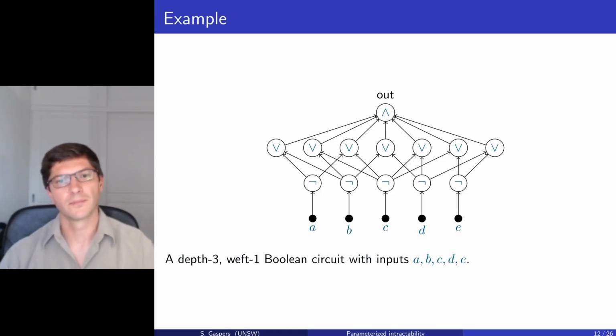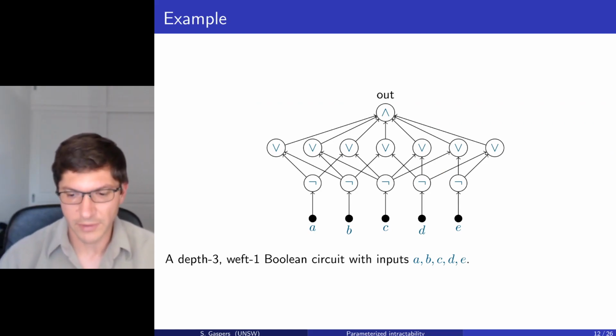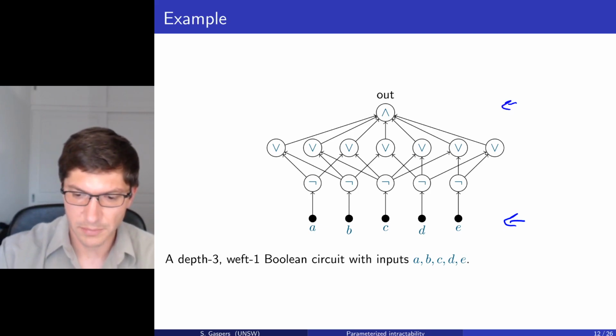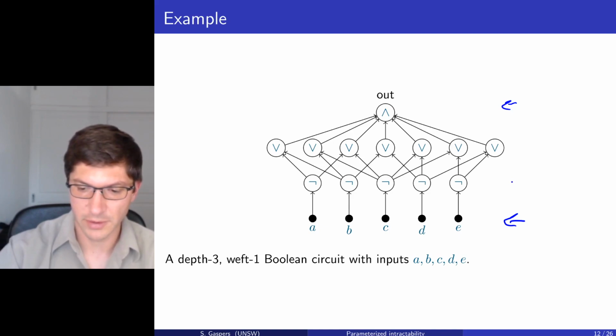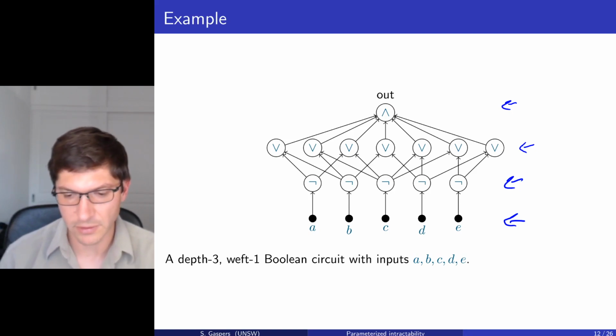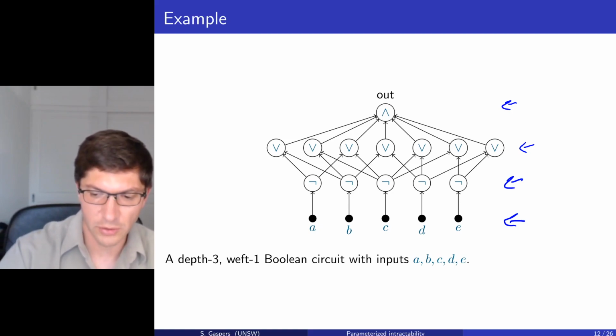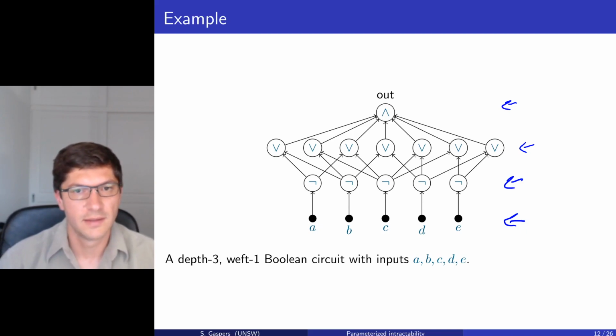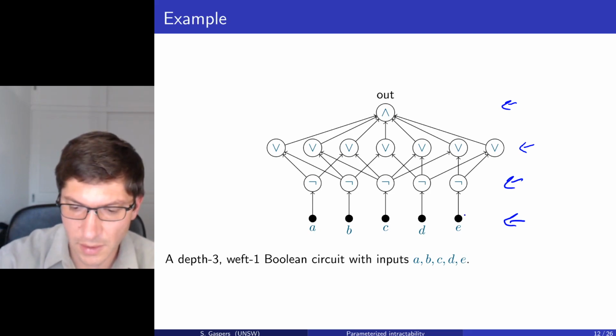Okay, let's see an example. Here we have 5 input nodes on the bottom. We have one output node on top. We have a range of negation nodes, and then some disjunctive nodes that compute an OR. The output node computes an AND. So this circuit has depth 3. Actually, all the paths from an input node to the output node have length 3. We count the number of edges: 1, 2, 3.